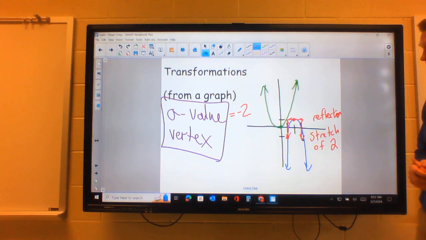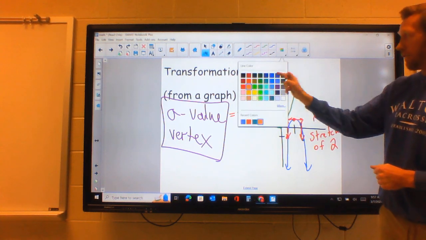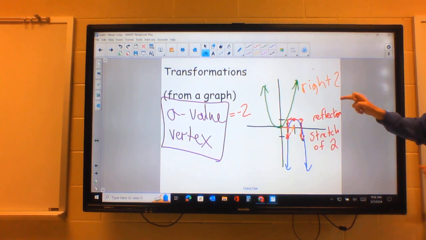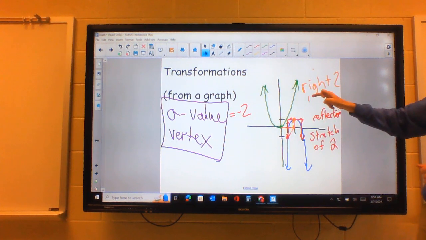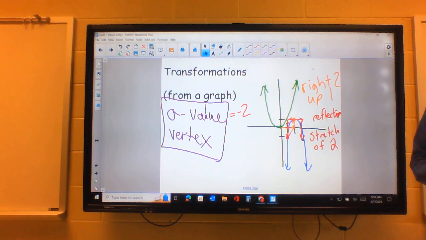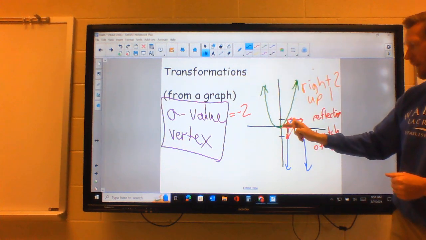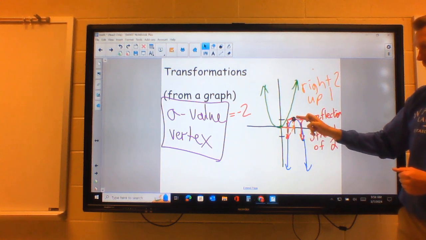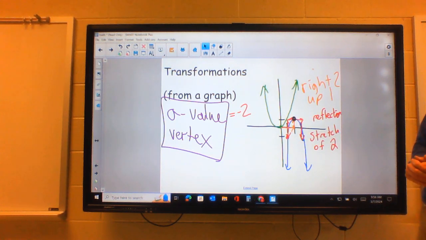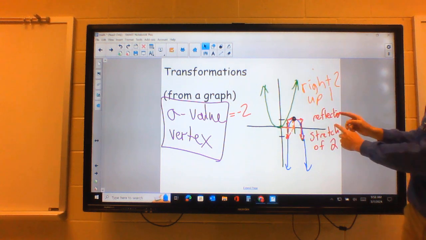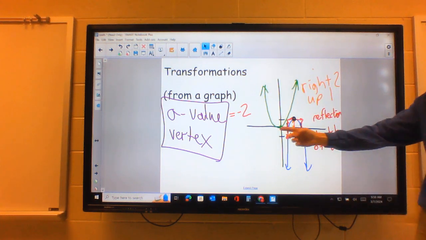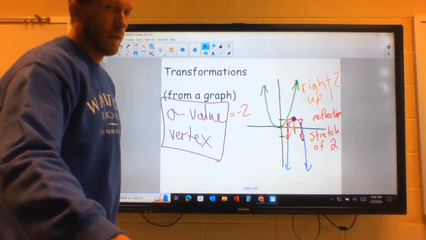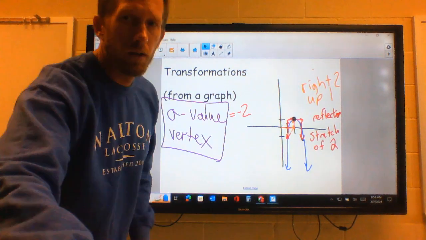All right? The other thing we're going to look at is the fact that this function has moved to the right 2, and it has gone up 1 to get to the new vertex. And so the new vertex, while it originally would have been over there, has moved over 2 to the right and up 1 visually. Then it has flipped, that's the reflection, and then it has stretched. And so notice everything we need to find is in the vertex or the a value when doing these. And those would be our 4 transformations.